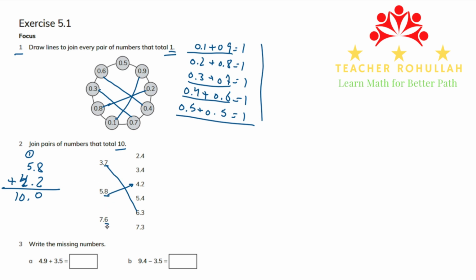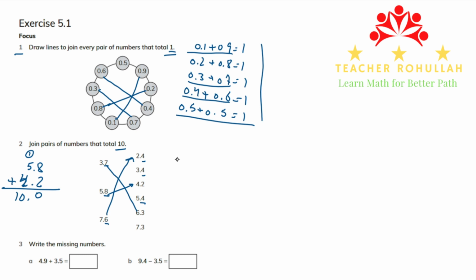Well, the third number is 7.6. We see that the complement of 6 is 4. But we have three numbers ending in 4: 2.4, 3.4, and 5.4. If we add 7.6 with 3.4, it gives a number more than 10. 5.4 also gives a number more than 10. So the number that can be connected to 7.6 is 2.4.